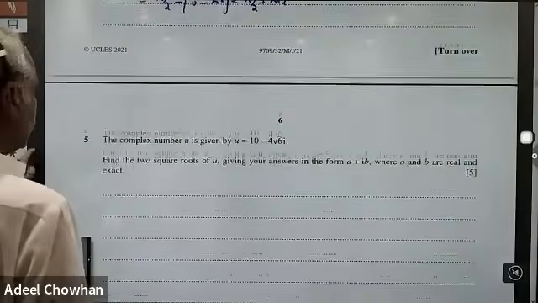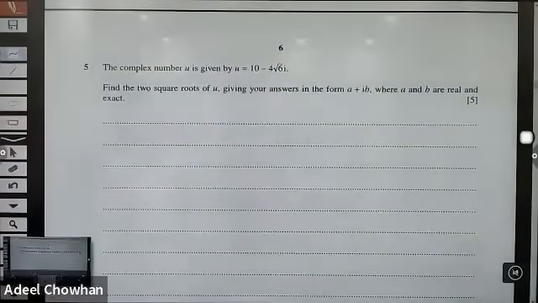Question number 5. The complex number u is given by u is equal to 10 minus 4 root 6 iota. Find the two square roots of this u, giving your answer in the form of a plus iota b, in the form of the real and the exact values.